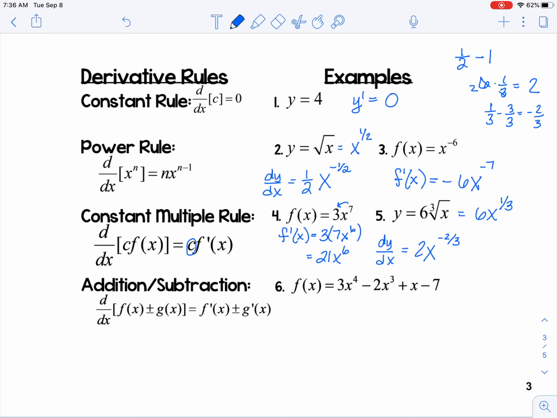And then addition and subtraction means you just add and subtract them separately. So f prime of x here, we're just going to take the individual derivatives and add them separately. So we're going to move the 4 out front and multiply. So that's 12x to the, drop the power down by 1, 3rd, minus 6x squared, plus the derivative of x, that's a 1 out front, right? So that is just 1. And then the derivative of 7 minus 7 is 0. So that's putting all of them together.